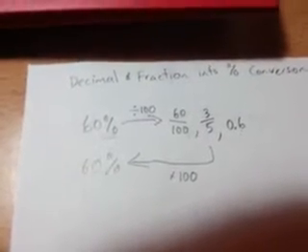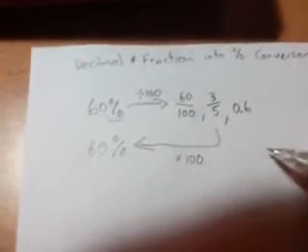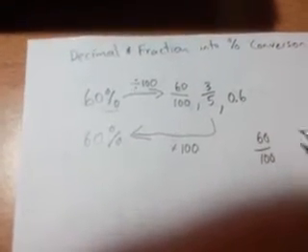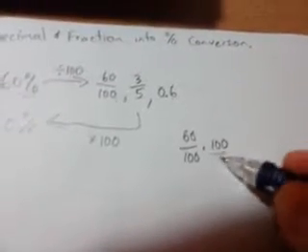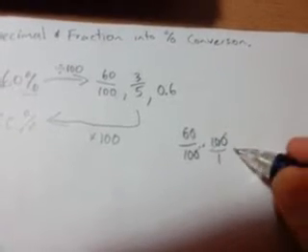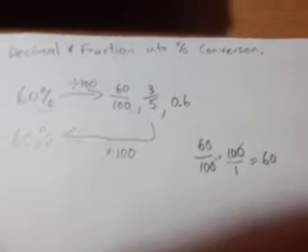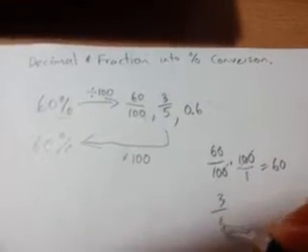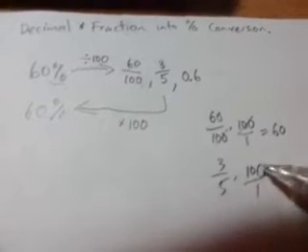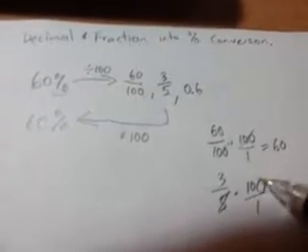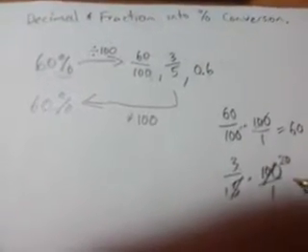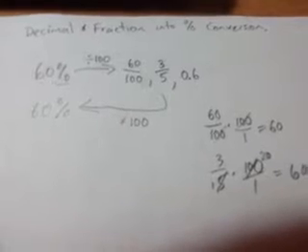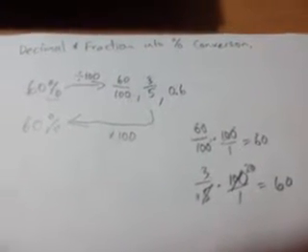Pretty simple, right? Because think about it. If we had 60 over 100, and if I multiply this by 100, what would I get? Well, 100's over 1, the hundreds would cancel. Oh, what am I left with? Just 60. Or, we could start with 3/5, multiply by 100. What would I get? Again, this would be over 1. What's 100 divided by 5? That would be 20 over 1. And what's 20 times 3? That would give me my 60 again. So pretty straightforward, I hope.